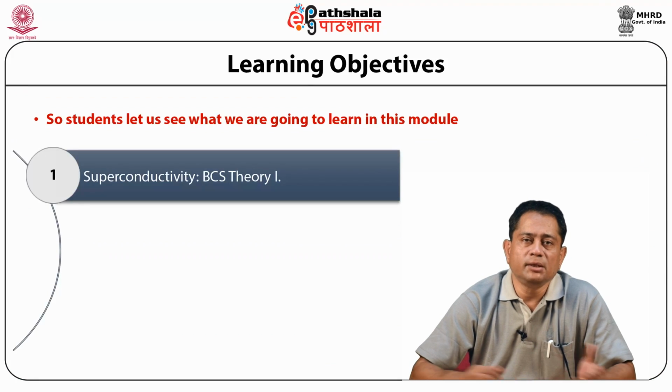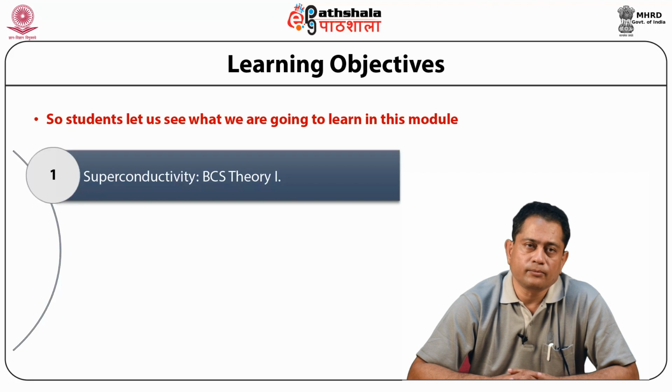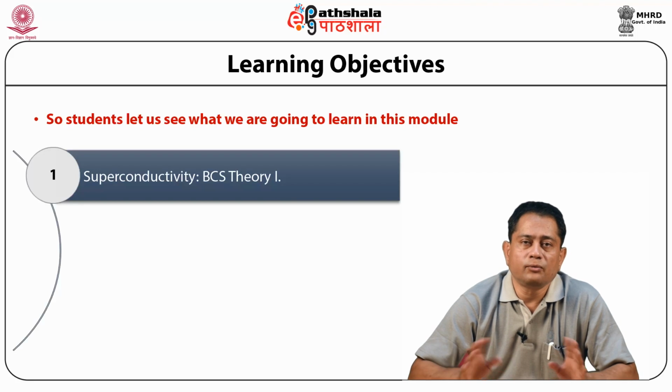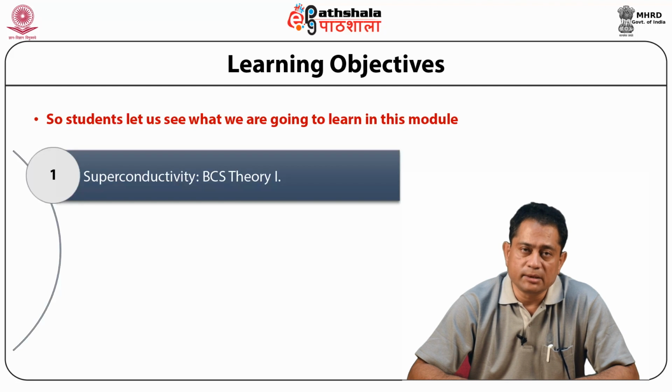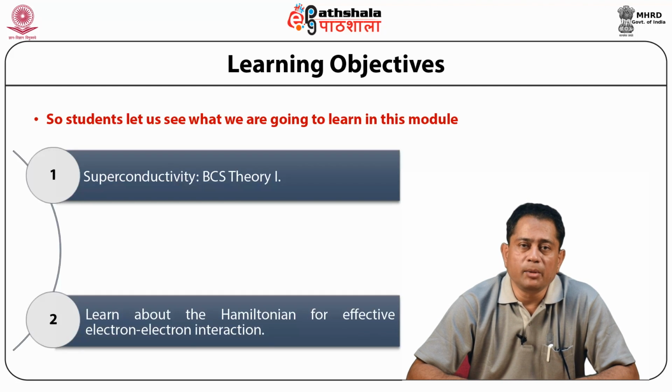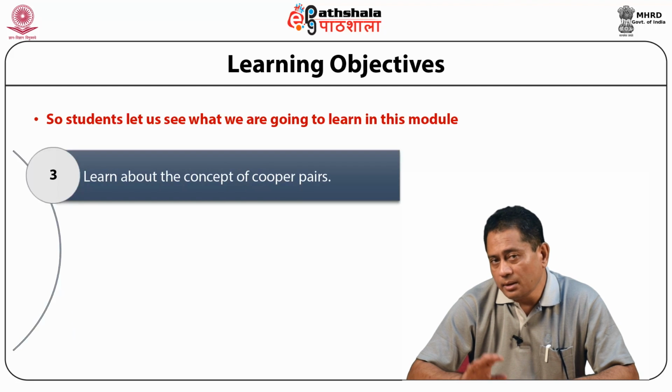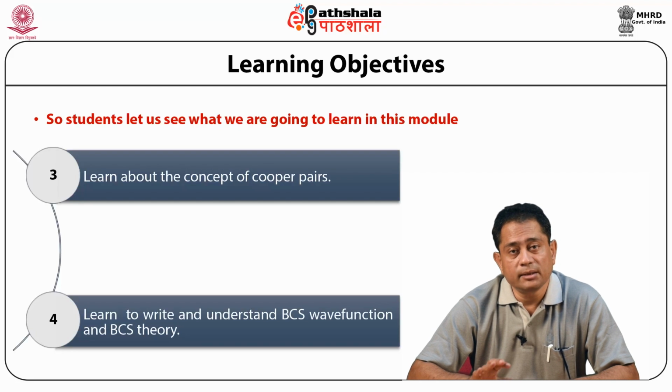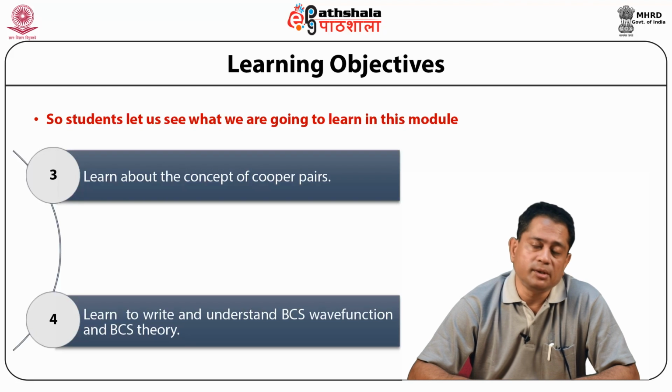Today students, we are going to discuss the module superconductivity, and particularly in superconductivity the Bardeen-Cooper-Schrieffer theory 1, from the paper Solid State Physics. So students, let us see what we are going to learn in this module. We will learn about the electron-phonon interaction and quasi-particle concept, learn about the Hamiltonian for effective electron-electron interaction, learn about the concept of Cooper pairs, learn to write and understand the BCS wavefunction and the BCS theory.